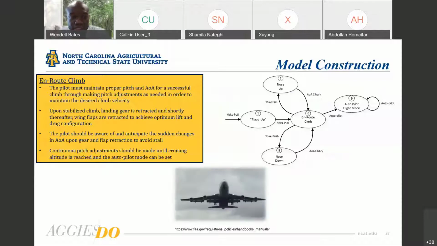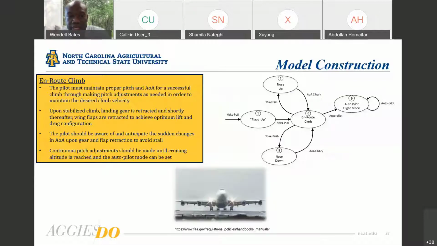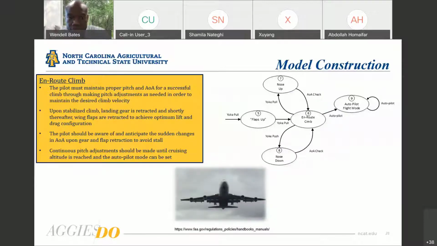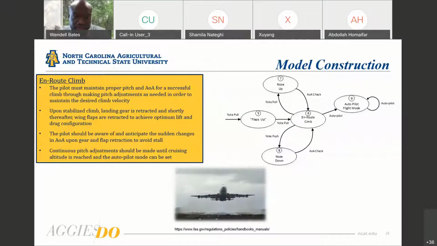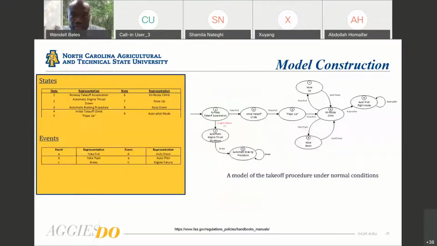And then continuous pitch adjustments have to be made by the pilot, whether bringing the nose up or down through pulling the control stick or pushing the control stick until you reach a cruising altitude, and then autopilot mode can be set. And so then this is our model construction of a model takeoff procedure under normal conditions.